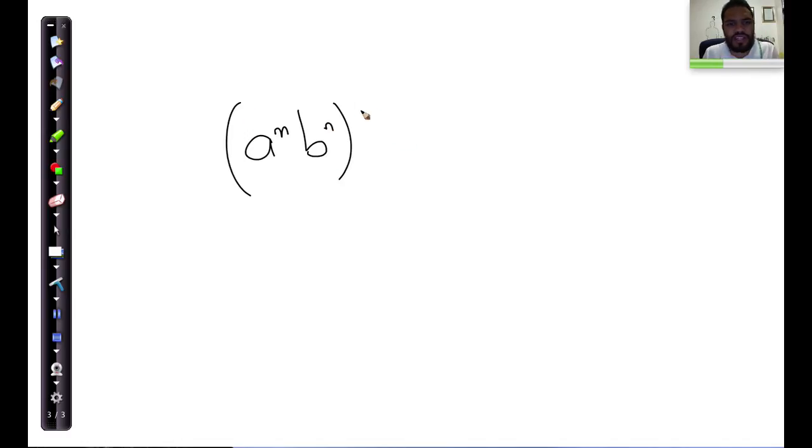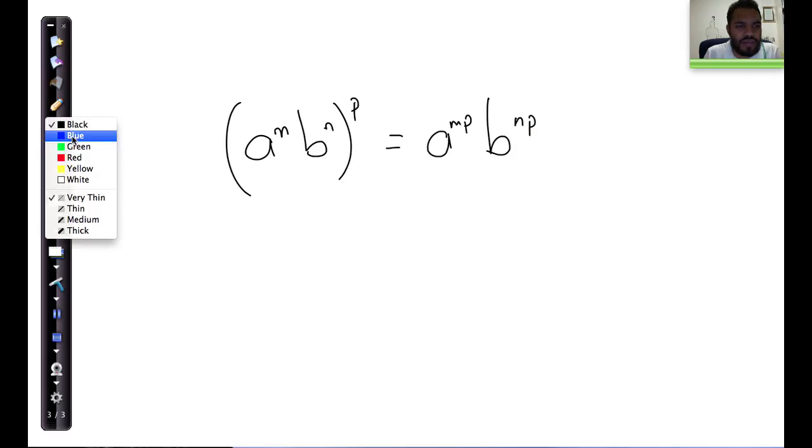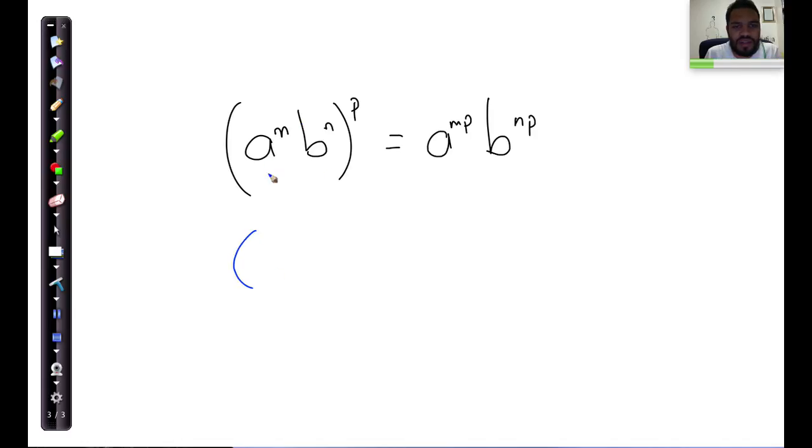Let's not use b, let's use p. And this is equal to a to the power of m times p multiplied by b to the power of n times p. And let's look at a quick example. Let's just put in values for all of these. Let's call a 2, and let's raise the power to a 3, and let's make b 4 and raise n to the power of 1, and then let's put a power there and make that 2.